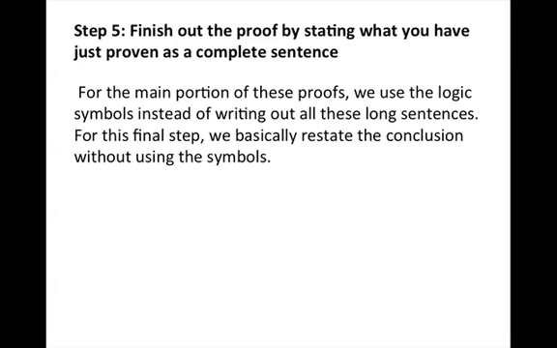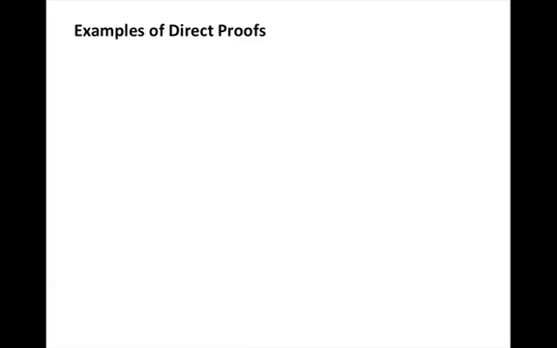For the main portion of these proofs, we're going to use logic symbols instead of writing out all the long sentences. But in the final step, we're going to restate that conclusion without symbols. So let's look at some examples of direct proofs. As I go through these examples, I'm going to list the 5 steps just to help you learn what 5 steps are involved.